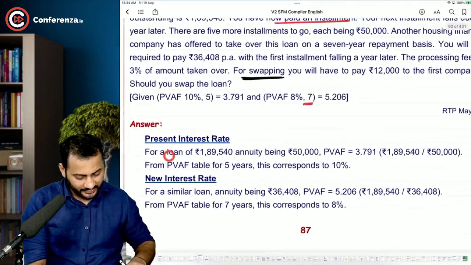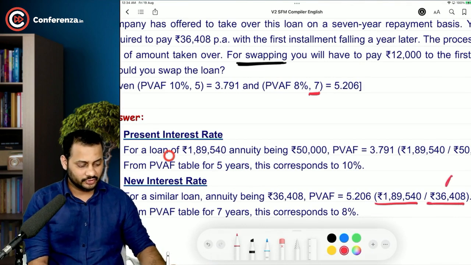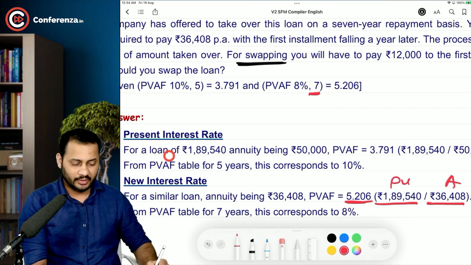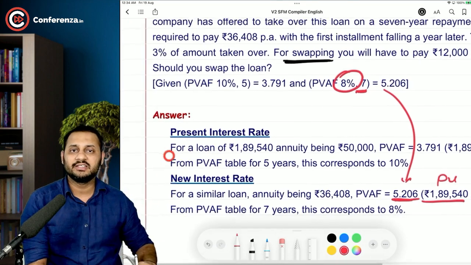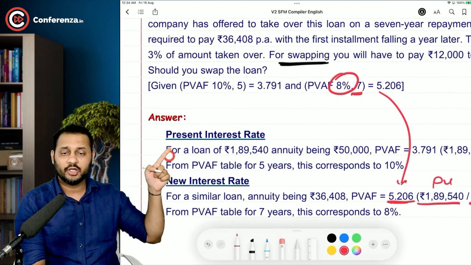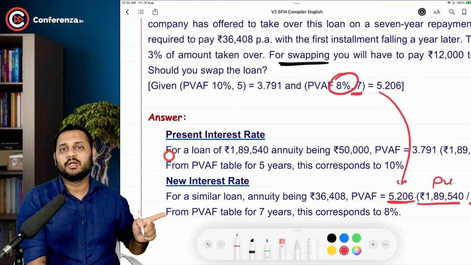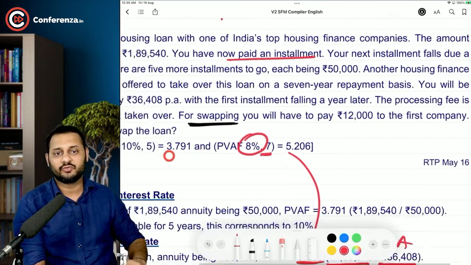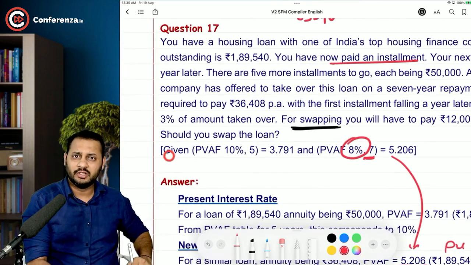Have a look. You can clearly see that the new interest rate for 189,540 at 36,408. This is annuity. This is present value. The present value annuity factor is coming to 5.206, which is matching with this. That means the new rate of interest is 8%. Isn't it good? Yes, sir, it's good. Since at present you are paying 10% interest, in the new loan you will be paying only 8%. But that is only when there are no charges. There are no charges of 12,000 and 3% of the amount taken over, right?